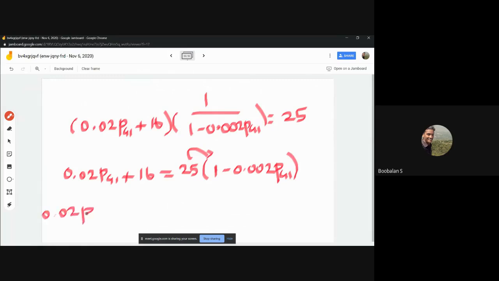0.02 PG1 plus 16 equals 25, 25 into 250. After the 5, we have to put two zeros, right? 1, 2, 3. Maybe I'm just going to use the calculator.